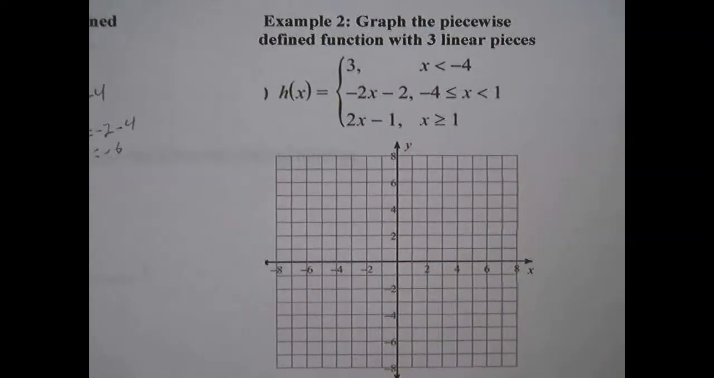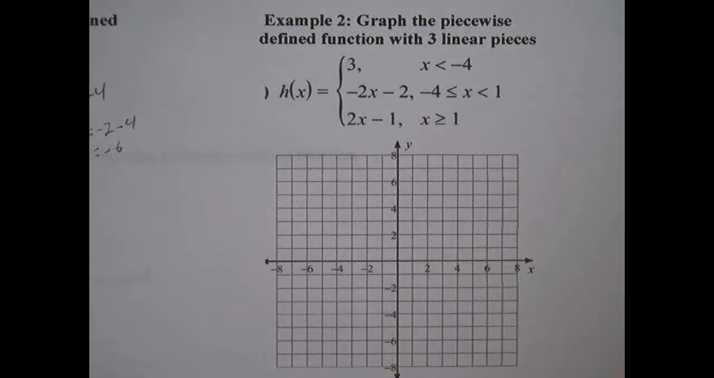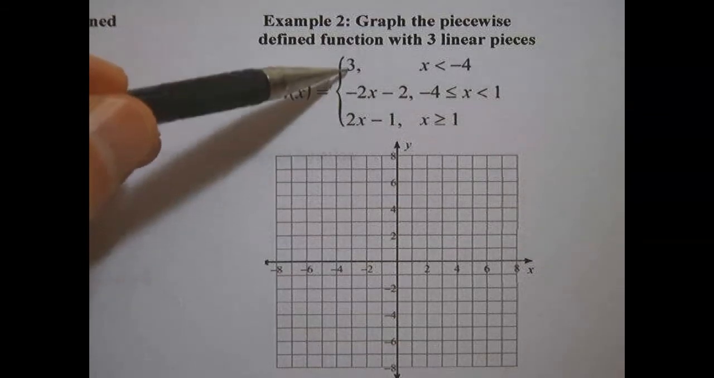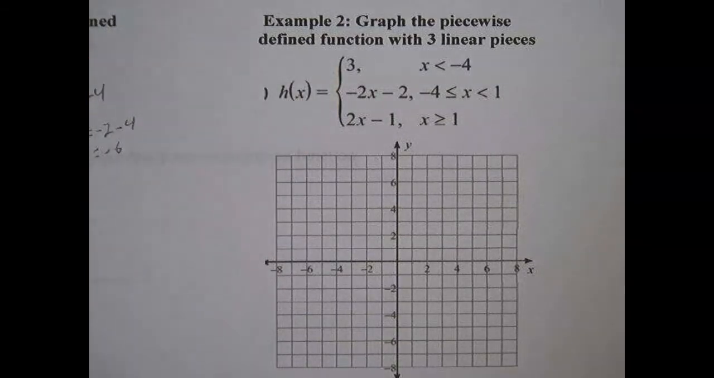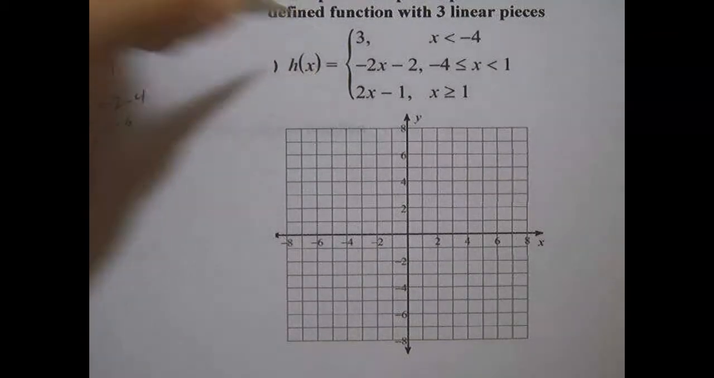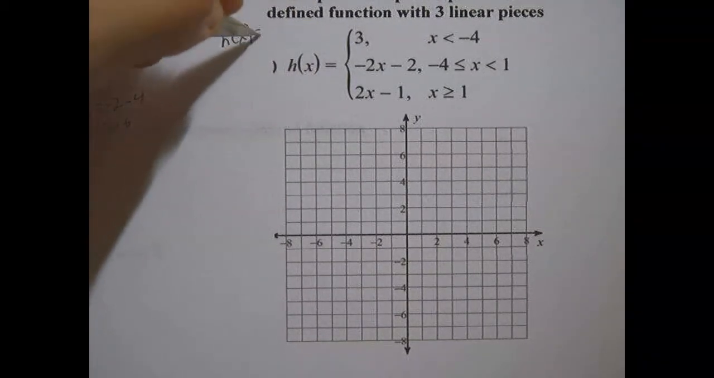Here's another piecewise defined linear. This is a linear piecewise because all three of these pieces are lines. Yes, you heard me right. This time there's 3 linear pieces, and we're just going to graph them all separately. All right, now first of all, this first one is just h of x equals 3.